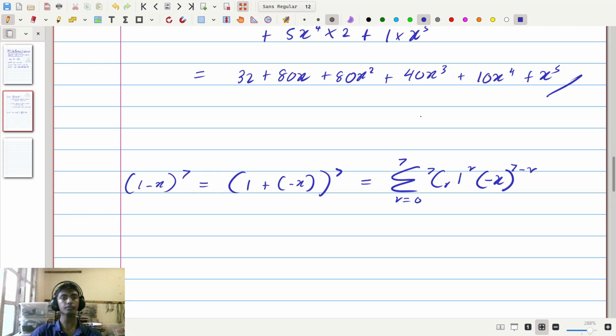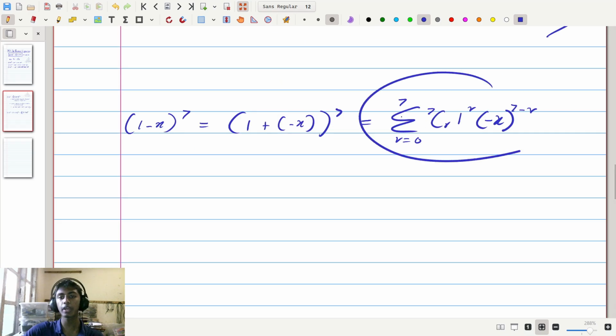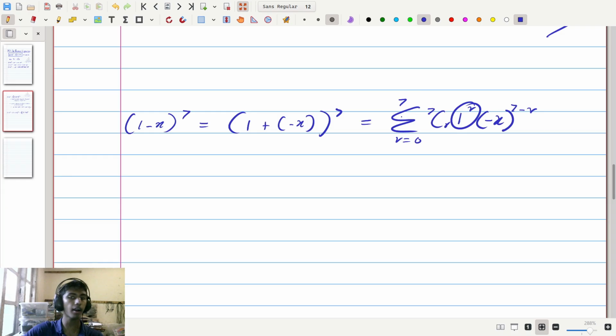Now, what we need to do in order to get all of the terms here is to substitute each of the values of r from r equals 0 up to r equals 7 into this expression here. Now, as I said, I'm going to ignore the 1 to the power of r, since 1 to the power of r is equal to 1 no matter what r is. So then, our terms here are the value of this when r is equal to 0, which is going to be 7 choose 0 times 1 to the power of 0, which is just 1, times (negative x) to the power of 7 minus r, which is (negative x) to the power of 7. So we have times (minus x) to the power of 7.